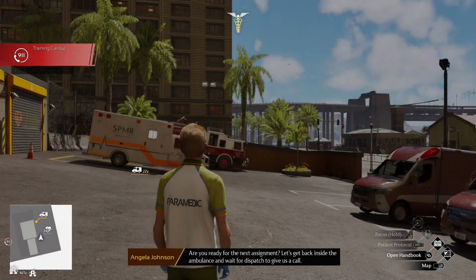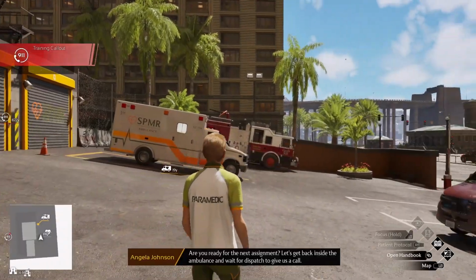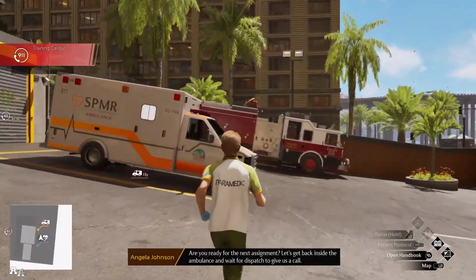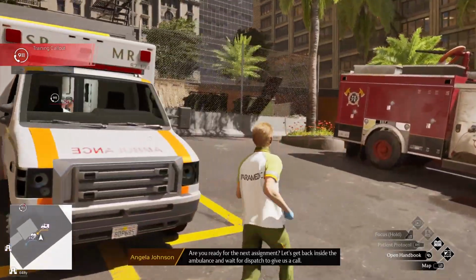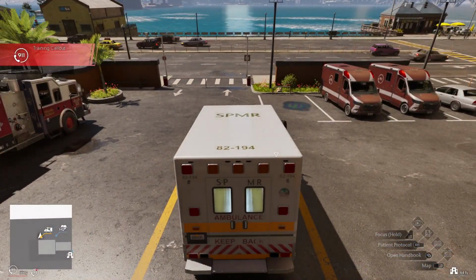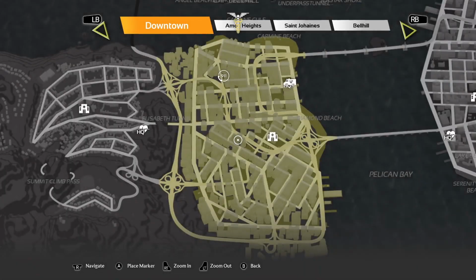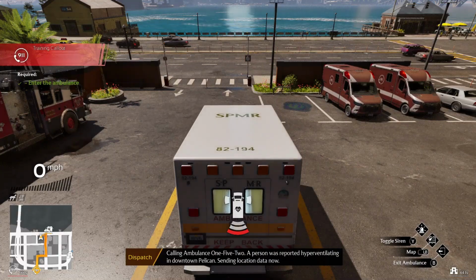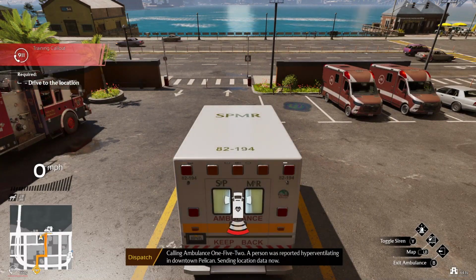Are you ready for the next assignment? Let's get back inside the ambulance and wait for dispatch to give us a call. Ambulance 152, a person was reported.